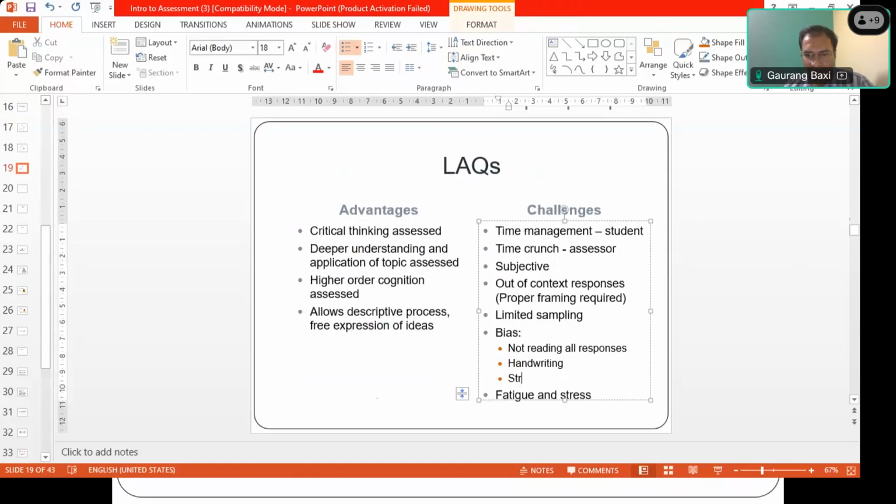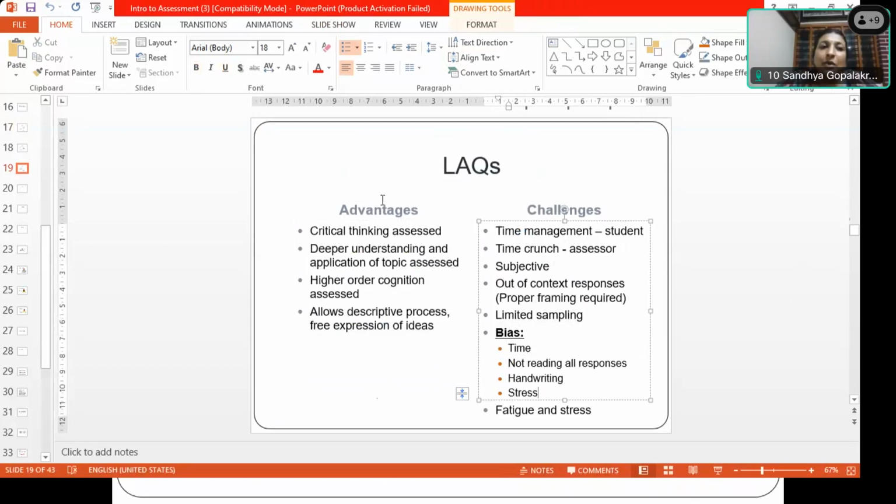So all these issues will lead to ultimately a lot of bias when it comes to LAQs. Inequality. Time issues, not being able to read all responses, handwriting issues, stress for the examiner as well as students. All these are sources of bias when it comes to LAQs.